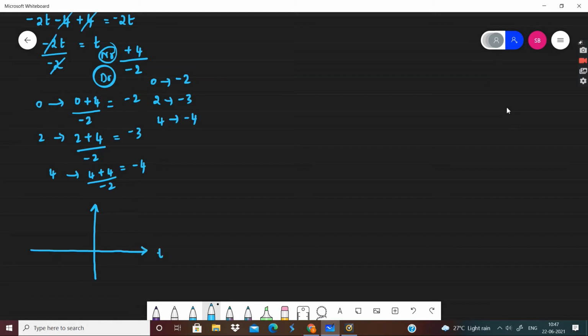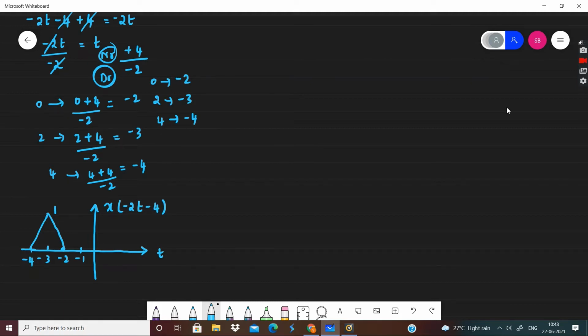This is your independent time variable t. So -1, -2, -3, -4. Instead of 0, it will be -2 now. Instead of 2, it will be -3 now. Instead of 4, it will be -4. So that triangular shape will be from -2 to -4. The amplitude will remain the same. So this will be your x of -2t -4 signal.